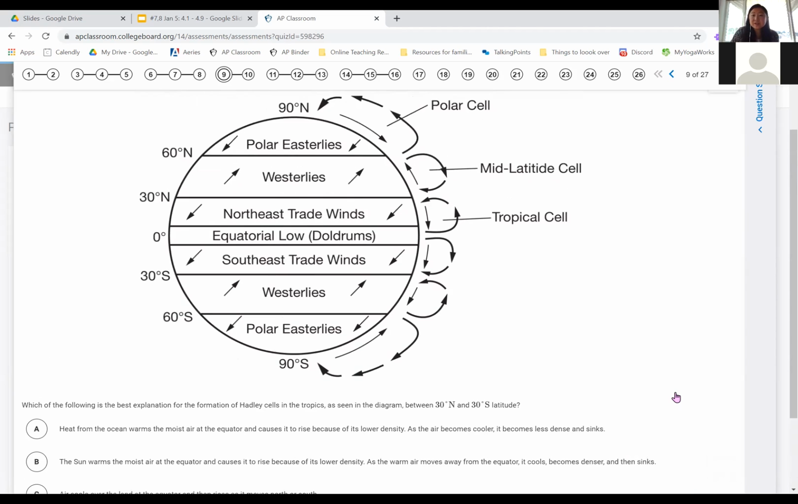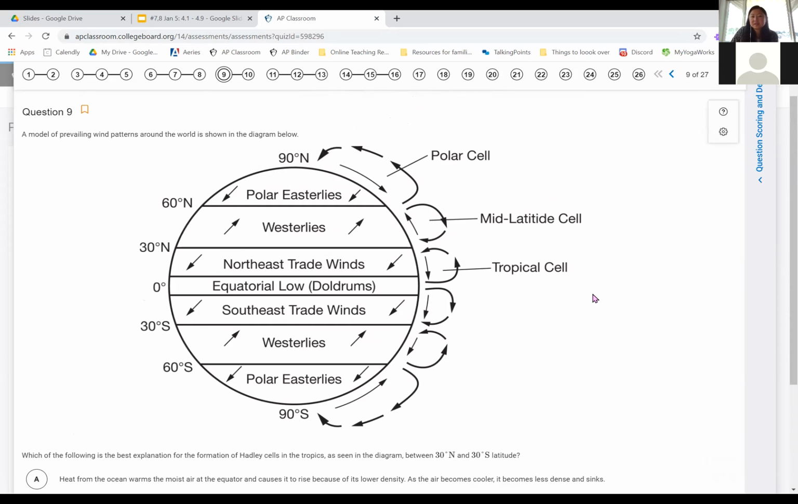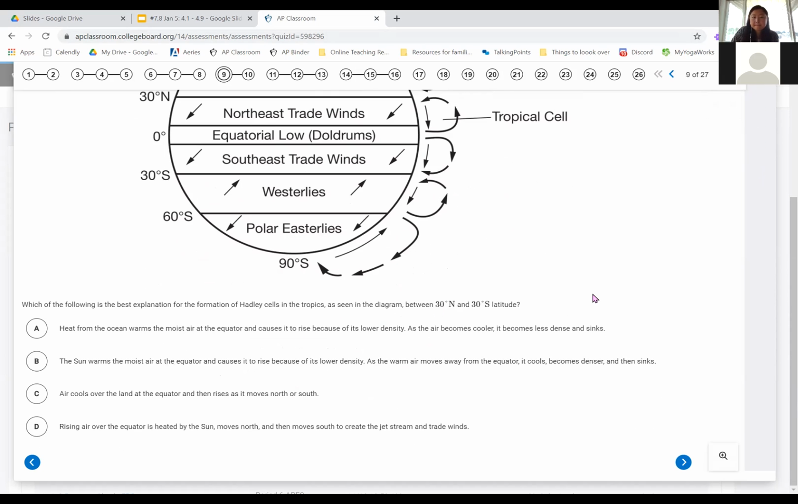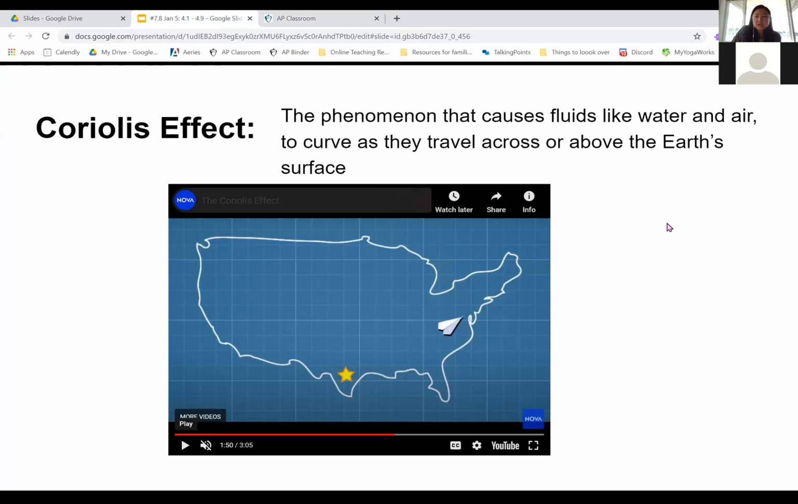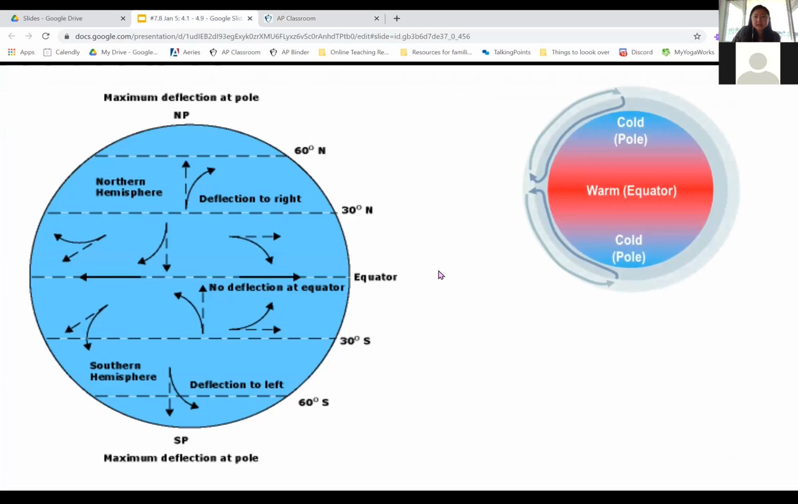Oh, so the Hadley, basically, oh yeah, go ahead. Oh, they're just like the little circles on the side, right? I think. Yeah, so the Hadley cells, in a perfect world, remember, hot air rises and cold air sinks, right? That's just how physics works.